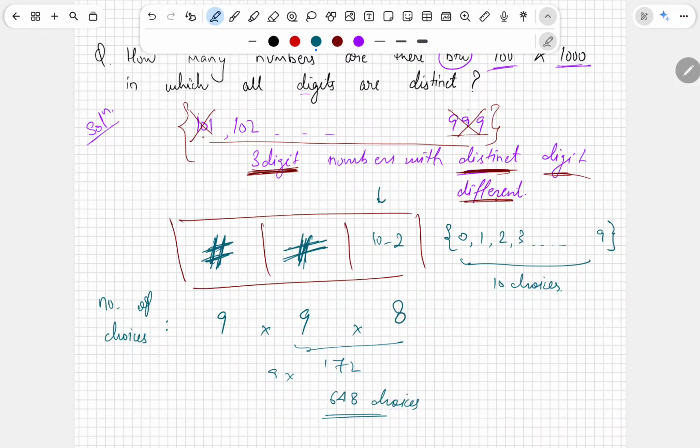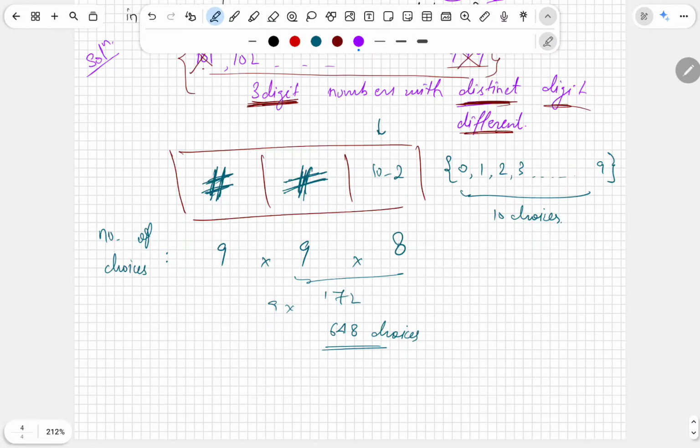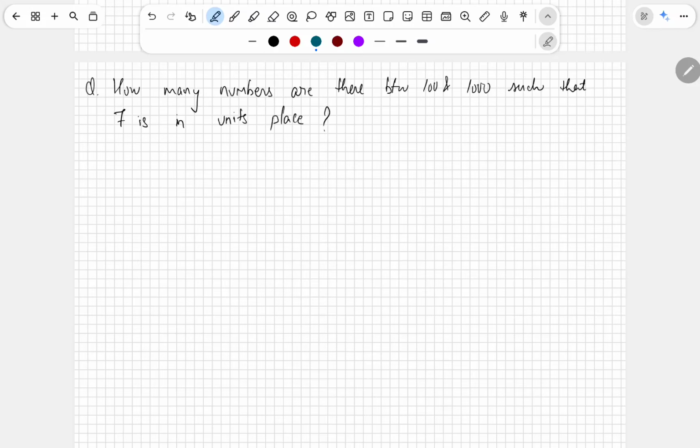I hope this was clear. You just have to remember, 0 cannot come at the first place, but 0 can come at the second place. You just have to remember this thing. Okay, let's begin with the next question.